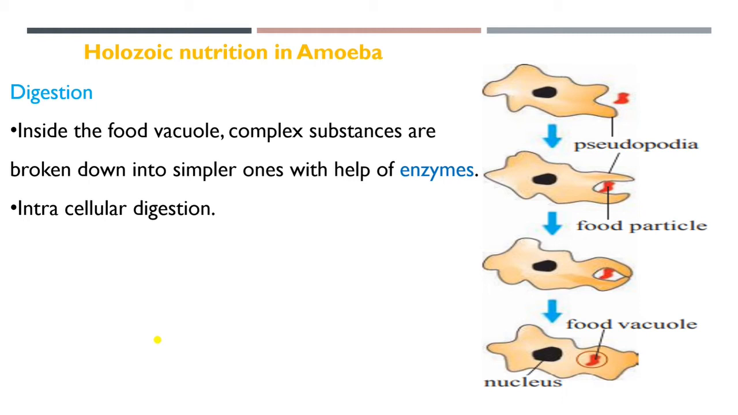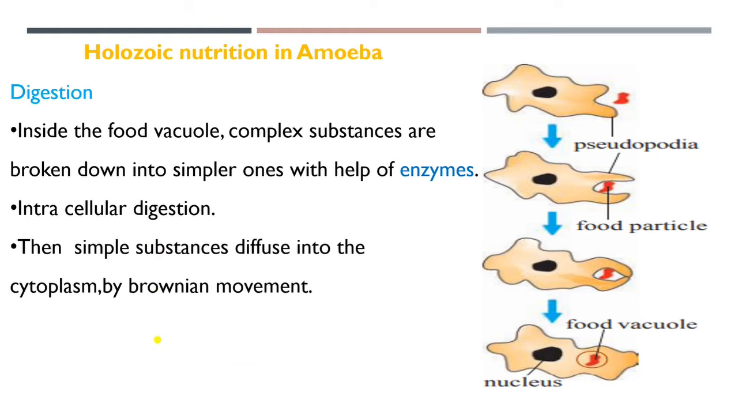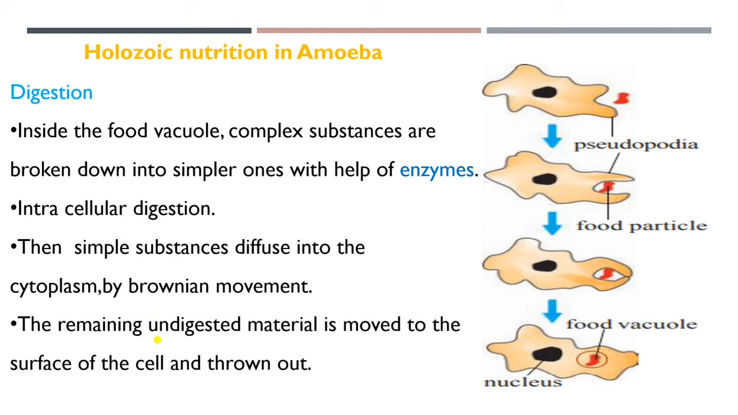The digested simple substances, glucose, amino acids, fatty acids, simply diffuse into the cytoplasm by Brownian movement. The undigested food substances are sent out or eliminated from the body through the cell surface. This is the digestion, absorption and egestion in the amoeba.